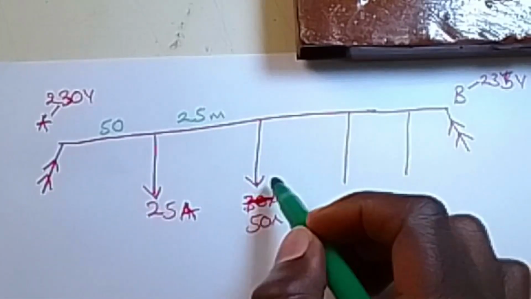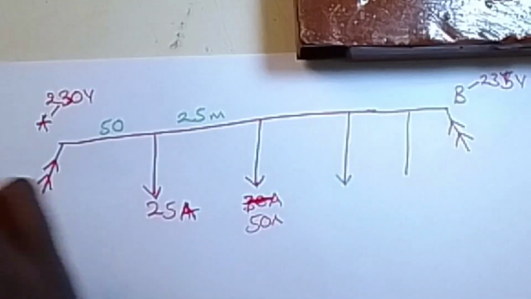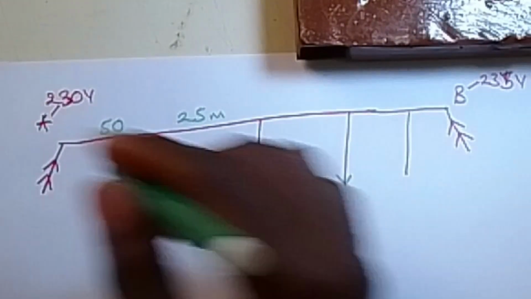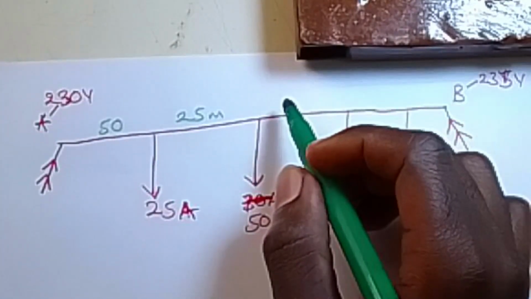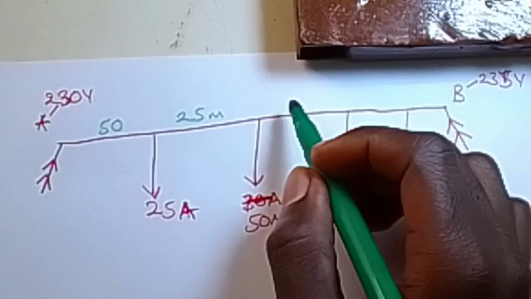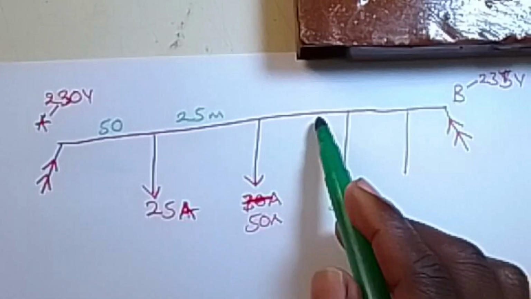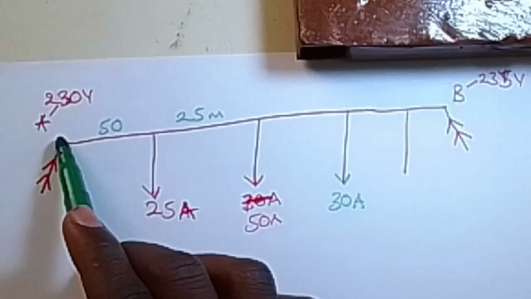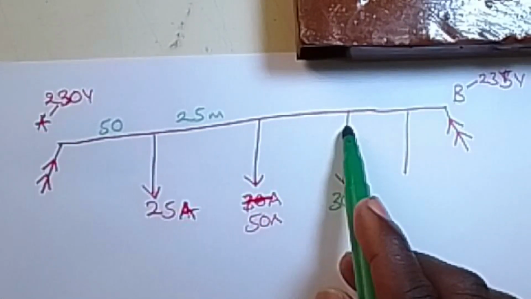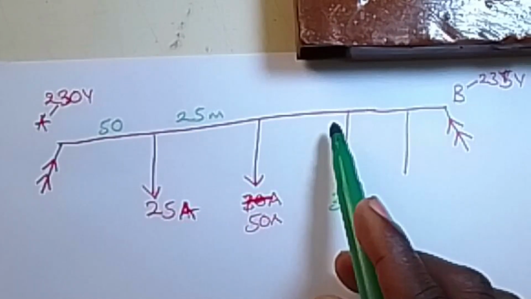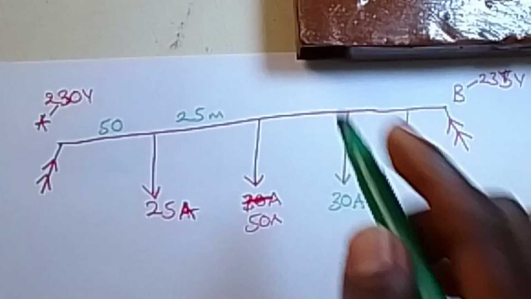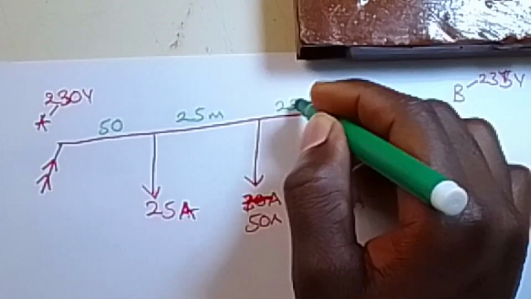Then similarly, we have another load at this point, and they're telling us this is a 30 amps load, and it is at a point 100 meters from the other end. So 100 meters is from point A. From here to here is 100. That means from here to here is 100 minus 75, which is going to give us also 25.